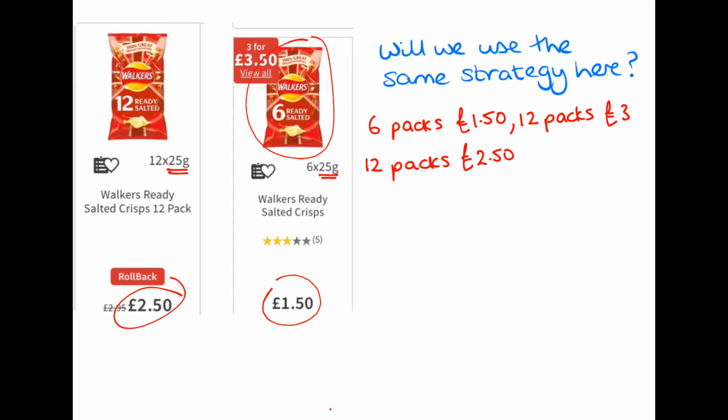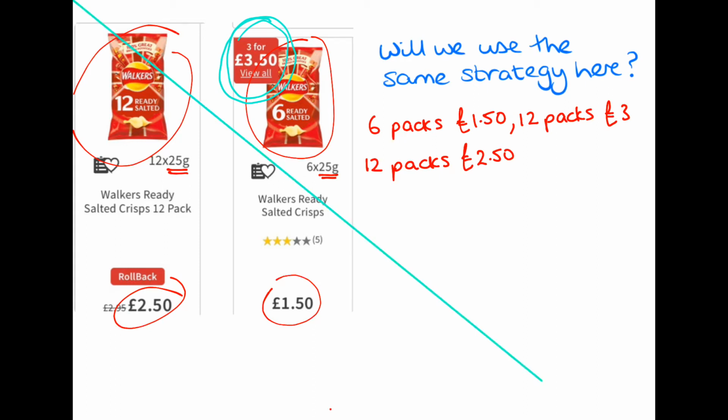So it looks like the 12 pack one is better value, because if you bought 1 of these packs, it would cost you £2.50. To get the same number of packets of crisps, you would have to buy 2 of those, and that would cost you £3. So that one is better value if you're getting 12 packs. However, look at this. 3 for £3.50. I wonder if that makes a difference.